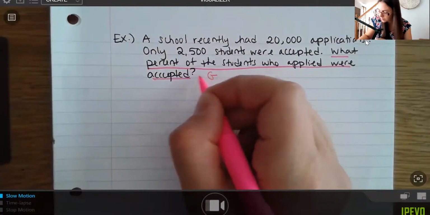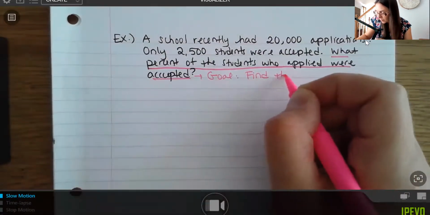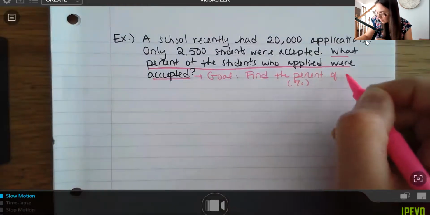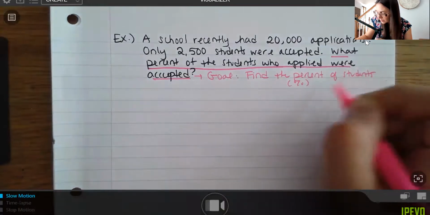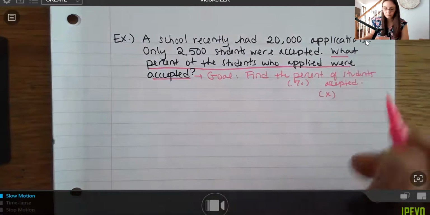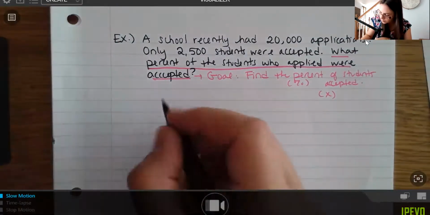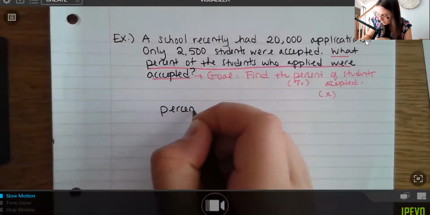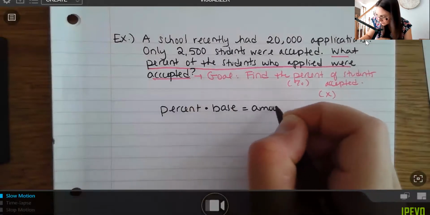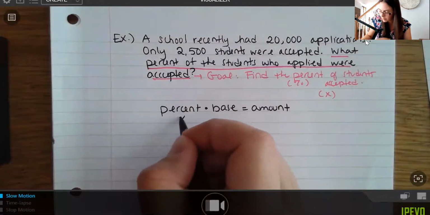So this is our goal, to find the percent, so the percent of students accepted. That's going to be our X. So I'm going to set this up. So percent times the base equals the amount. Now, I don't know the percent here, that's my goal, so I'm just going to fill that part in right away. So that's going to be the X.